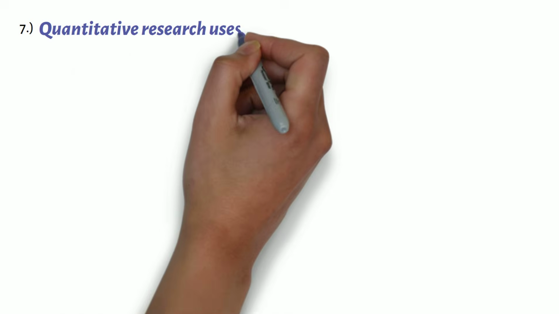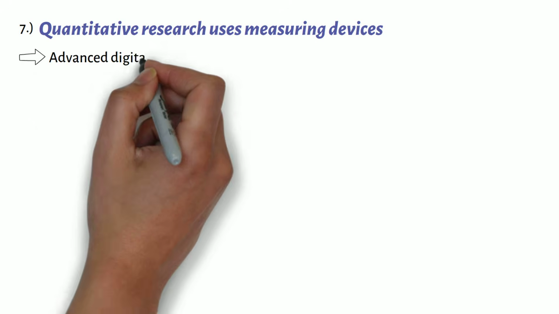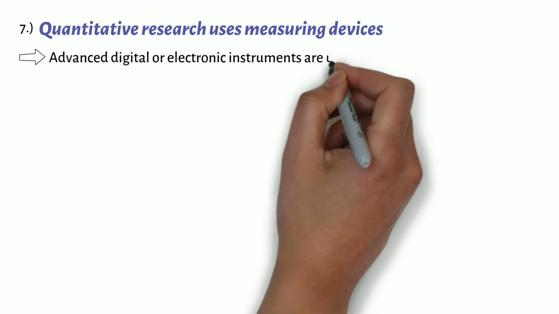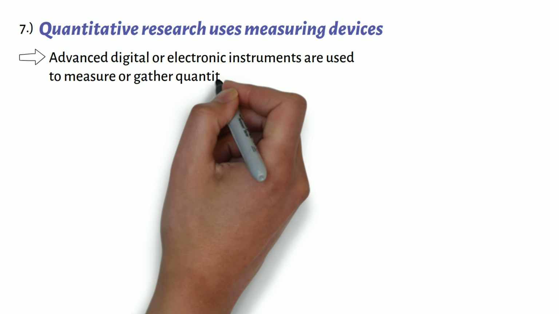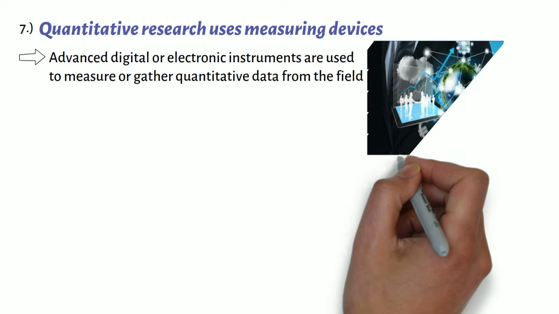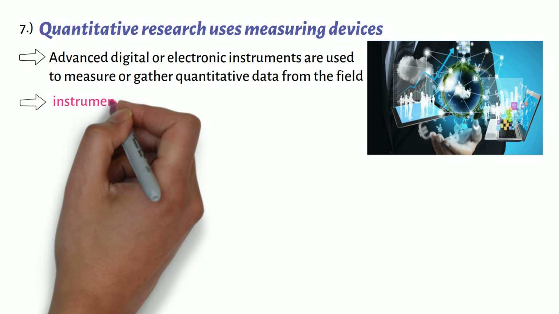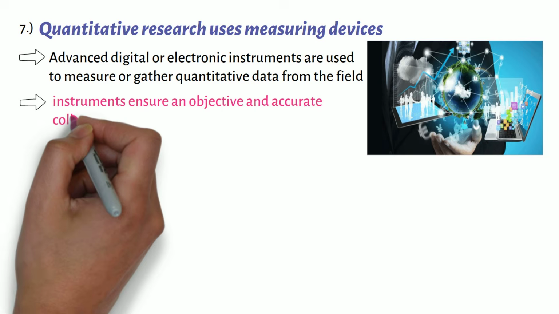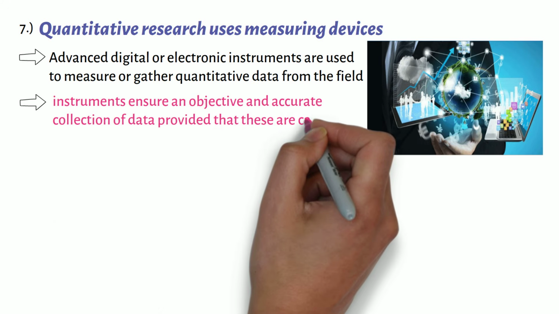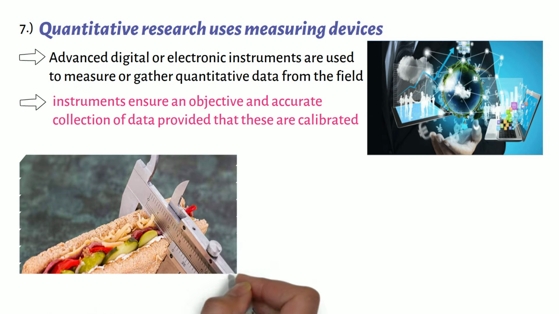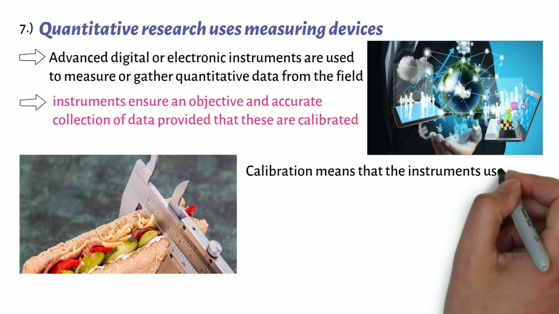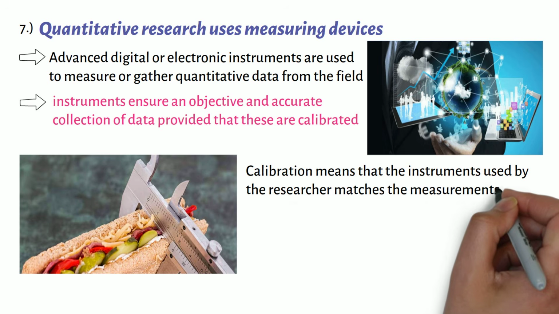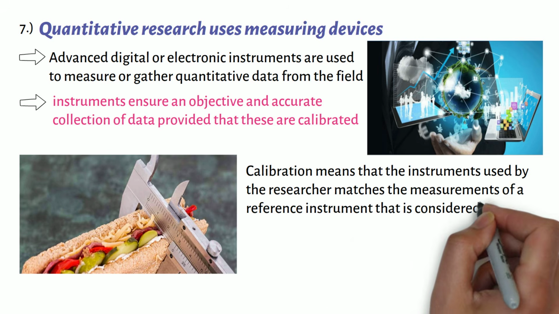And seventh, quantitative research uses measuring devices. Advanced digital or electronic instruments are used to measure or gather quantitative data from the field. The instruments ensure an objective and accurate collection of data provided that these are calibrated. Calibration means that the instruments used by the researcher match the measurements of a reference instrument that is considered a standard.